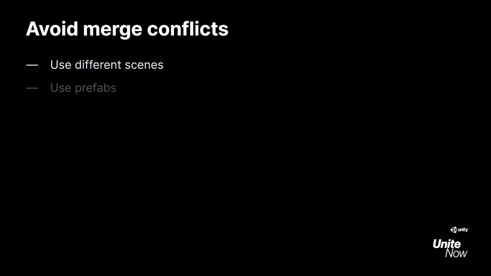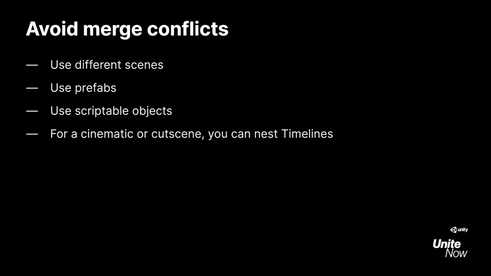Use prefabs when it's possible. This will help you avoid pushing the whole scene if you only make changes on a prefab. Use it also with the UI for the different parts of the UI, so you can edit them separately. Use scriptable objects to store your data. It's always a good idea to use them, but more specifically when you are using version control. If you have a cinematic or a cutscene in your project, you can nest timelines just like prefabs. So members of the team can work on different elements of the cutscene separately with no merge conflicts.